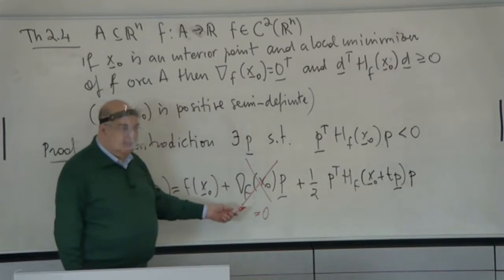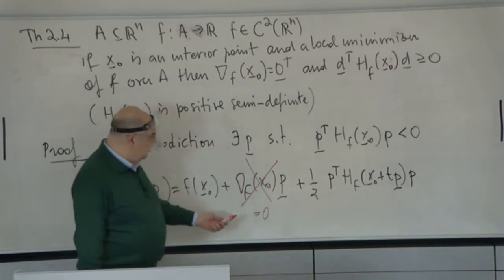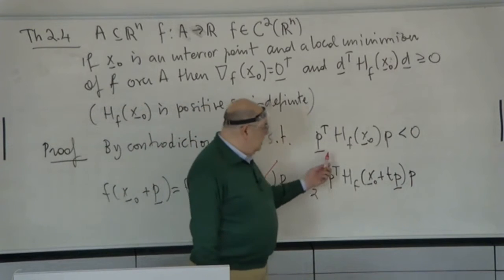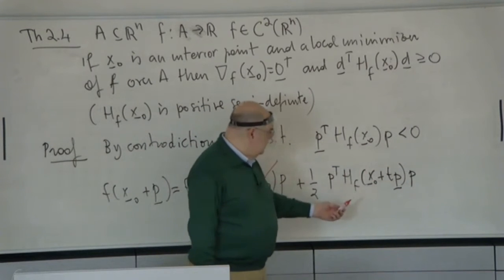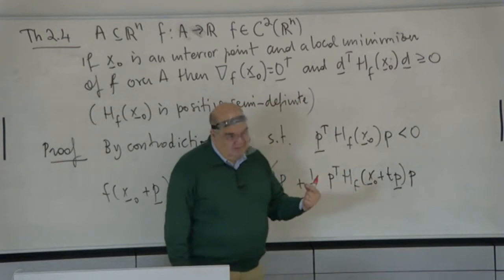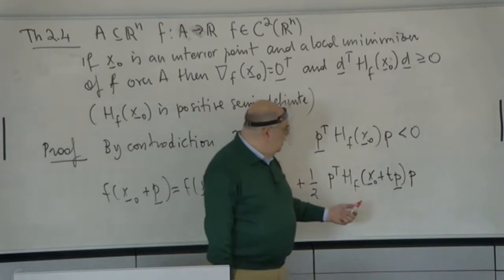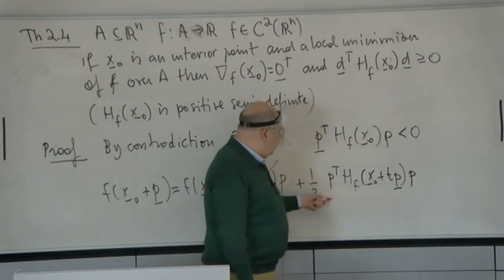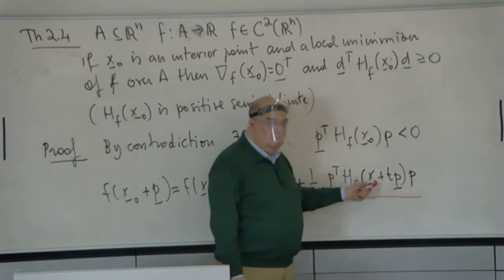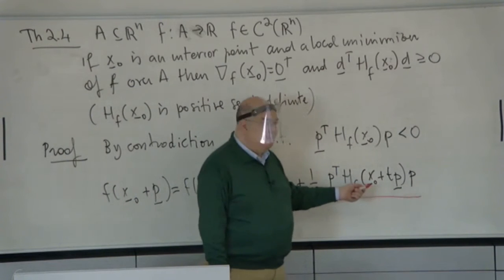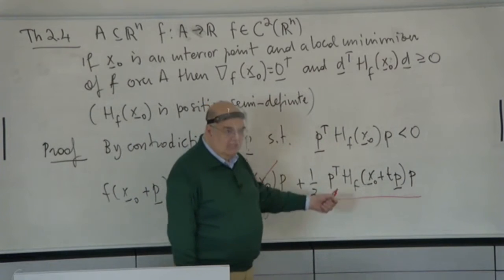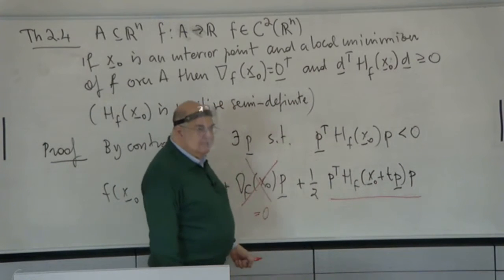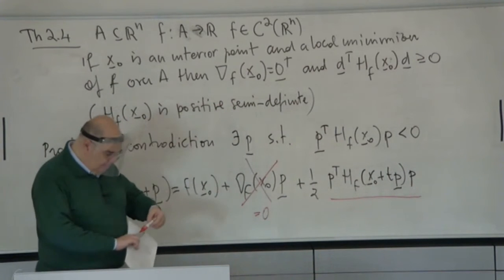Because it comes from the previous theorem, you are left with this. And assuming by contradiction that there is a direction where this is negative, then if you stay sufficiently close, that direction is still negative, by continuity of the Hessian matrix. And you get the conclusion that contradicts the fact that x0 is a minimizer.